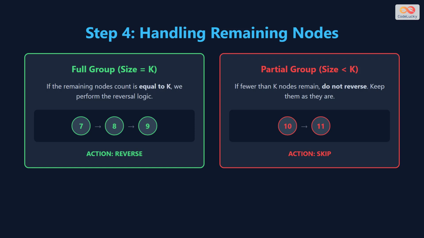What happens at the end? If we have a group of size K, we reverse it. But if we have fewer than K nodes left, say 2 nodes when K is 3, we leave them exactly as they are. We do not touch their order.